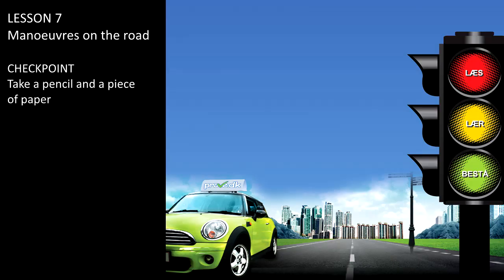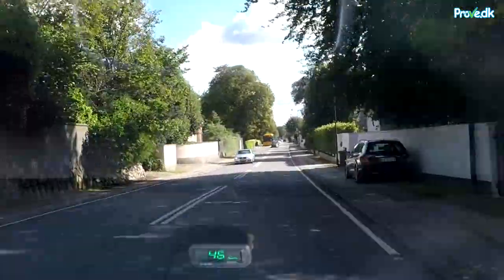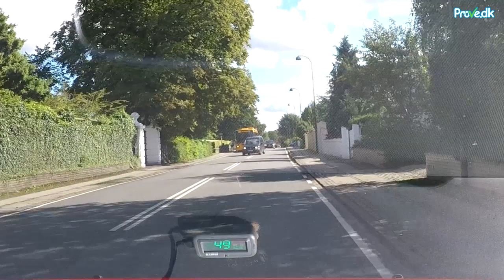Checkpoint. Take a pencil and a piece of paper. You are driving at the speed of 50 kilometers per hour. How will you continue? The oncoming vehicles have to give me the right of way. I expect that the oncoming vehicles will let me pass first. I will continue driving at the same speed of 50 kilometers per hour. I will brake and give way to the oncoming vehicles to pass me by.